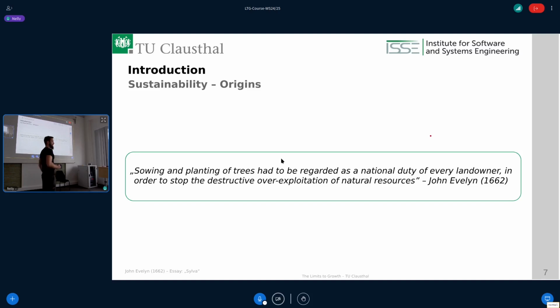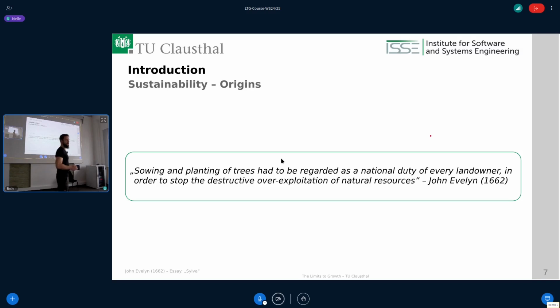You can even go slightly further back, another 50 years, where a guy called John Evelyn thought about it in very similar terms. Sowing and planting of trees had to be regarded as a national duty of every landowner in order to stop the destructive over-exploitation of natural resources. So similar approach, just different countries.